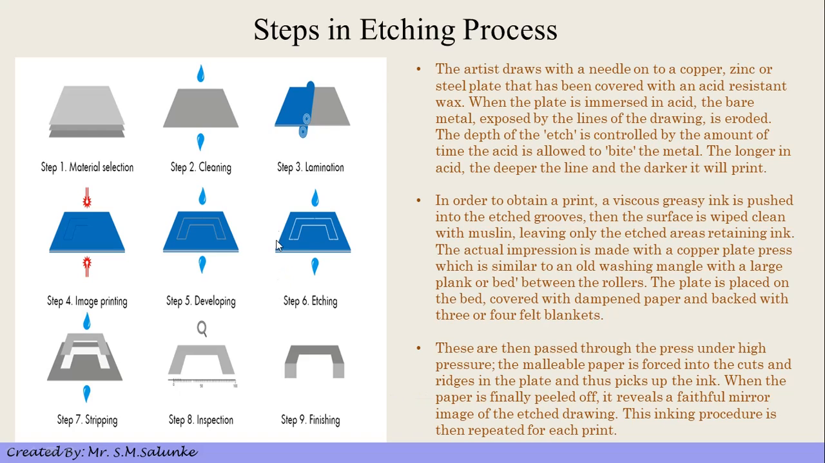So as we have discussed, only the grooves, that is the cuttings, will have the ink, and when the paper is passed through the high pressure rollers, with the help of pressure from these rollers, the ink gets submerged into the white paper that is present on the copper plate or zinc plate, and then this paper is finally peeled off. It reveals a faithful mirror image of the drawing, that is, whatever we have carved on the metal plate will be seen on the white paper or drawing paper.